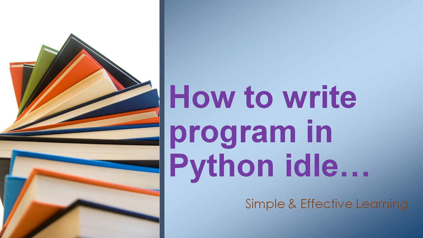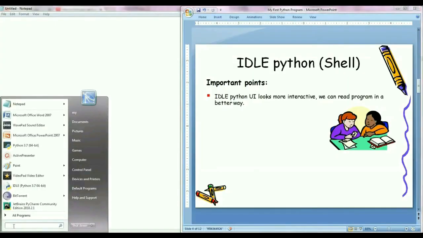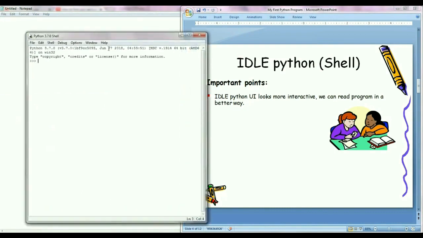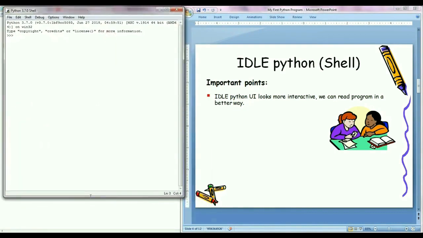In this video, I will start writing our first Python program. I will show you how to write and execute a Python program using a GUI tool, or we can say the IDLE Python tool. So for that, again go to Start, type Python here and select IDLE Python to write the program. Then this window will open.